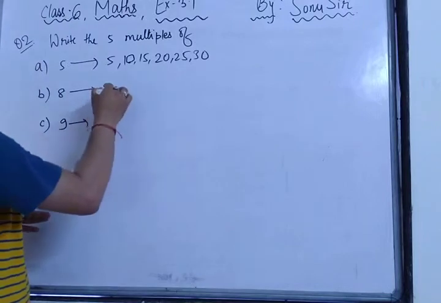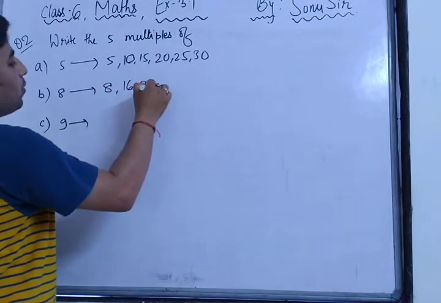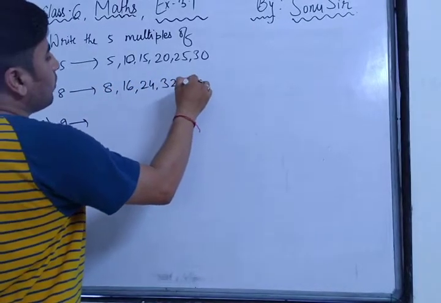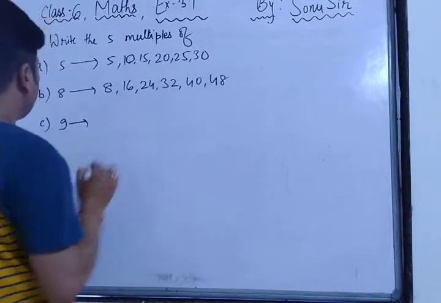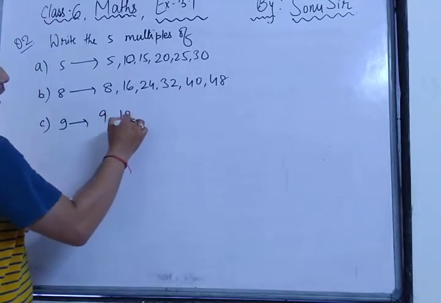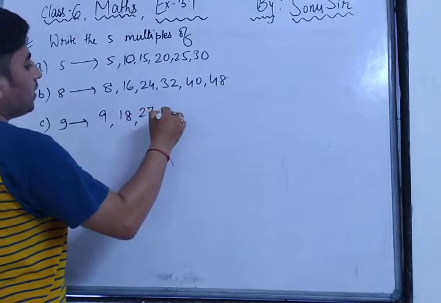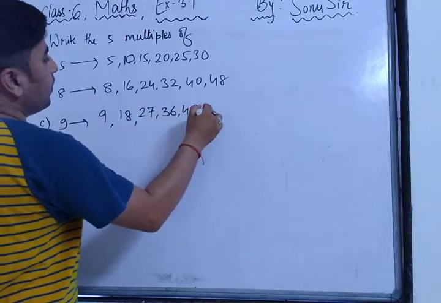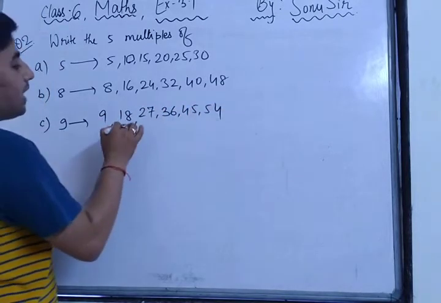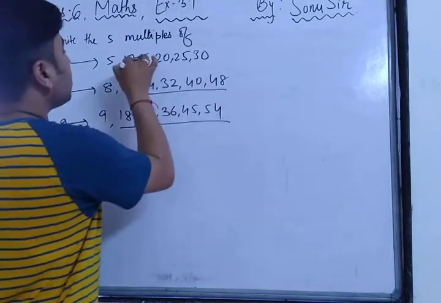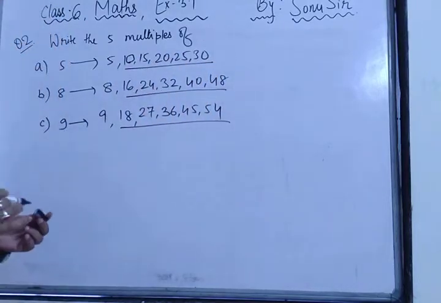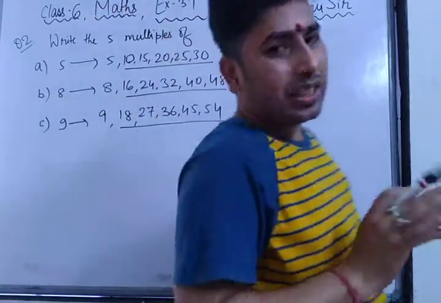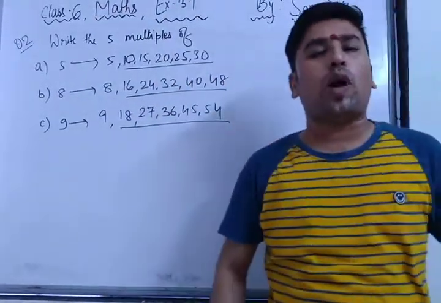The 8 table also: 8 1s are 8, 16, 24, 32, 40, 48. The 9 table: 9, 18, 27, 36, 45. But if you want to write 5 multiples, then you can write only these 5 multiples. Got it? If you have knowledge of the table, then it's very easy to find the multiples of any number.